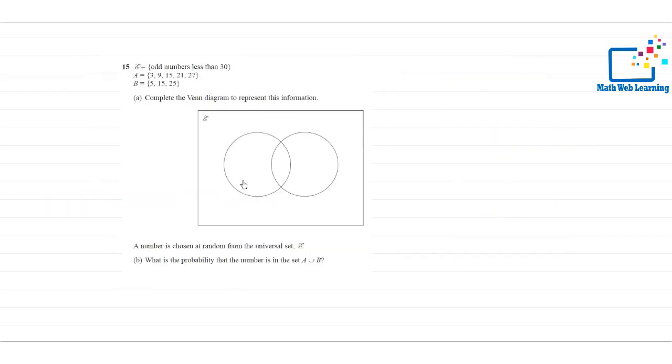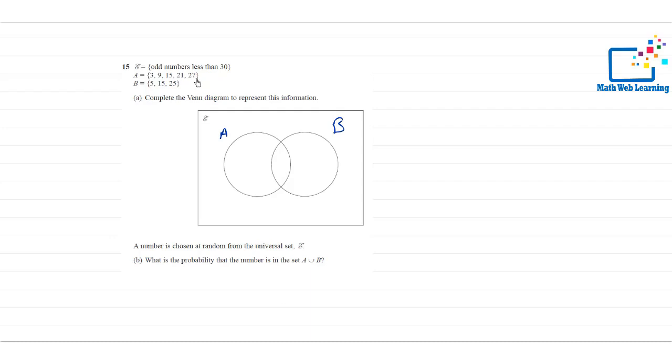Question 15 is a question on the Venn diagram and probability calculations. We need to fill in the Venn diagram, right? The universal set, this one here, is the set of all the odd numbers up to 30, not including 30. All right, so we've got A, so we need to label it. It could be this one, it doesn't matter which order. And B, this is the overlapping area here, where the common numbers will go.